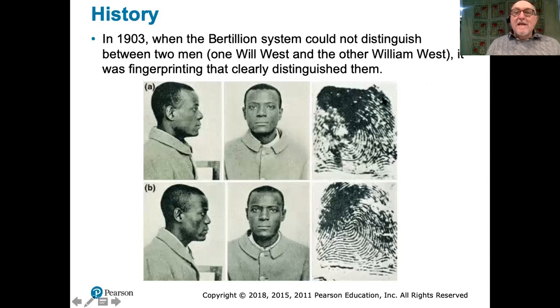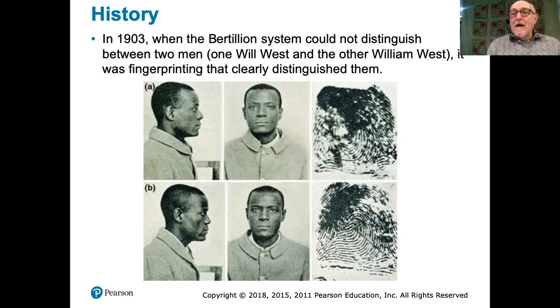So in the United States, this was a worldwide famous case, but particularly famous in the United States. This is from the turn of the century, 1903, and I think I've told you this story before, but it bears repeating. These are two different men. One of them is called William West. The other one was called Will or Willie West. And the two of them look absolutely identical. At this time, the authorities were using Bertillon's system to identify people. And Will West was a bad guy.